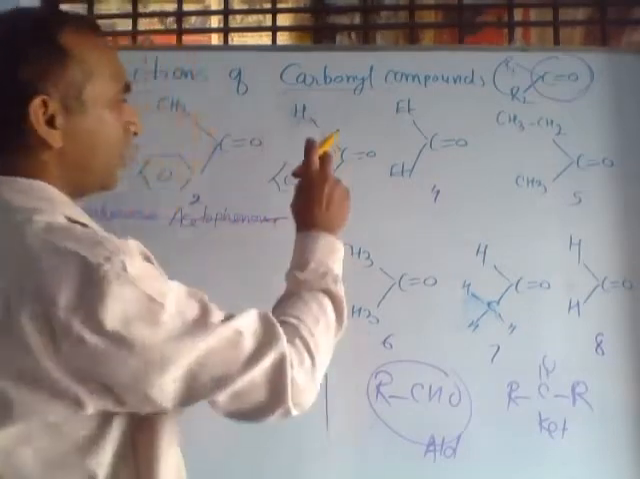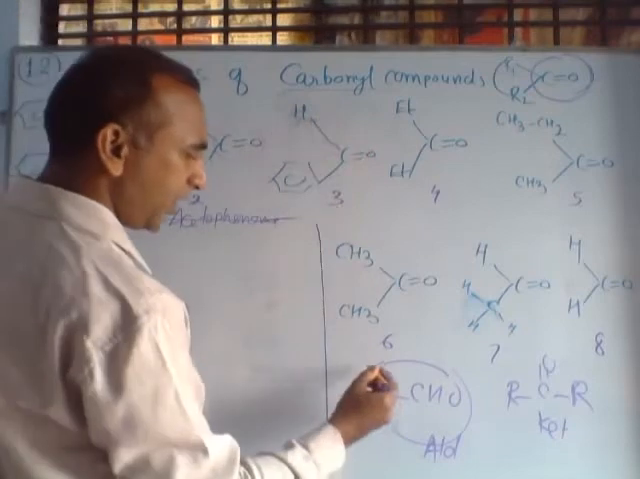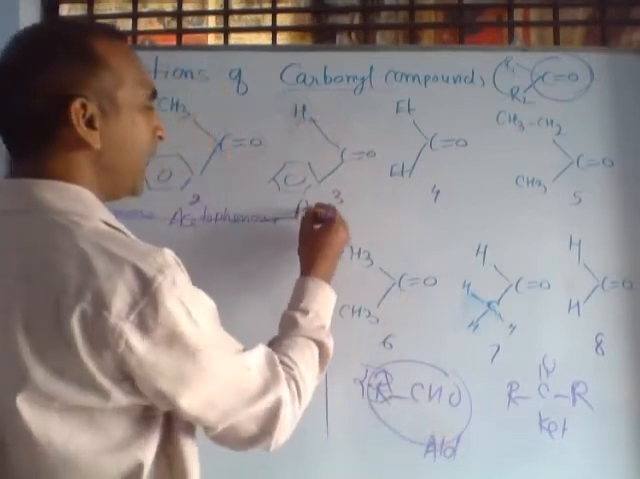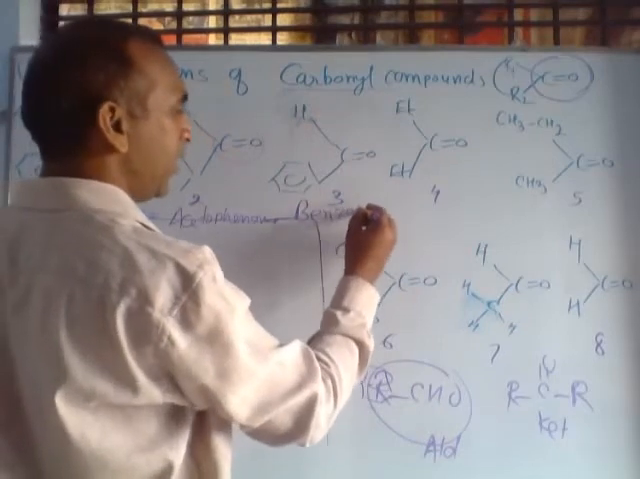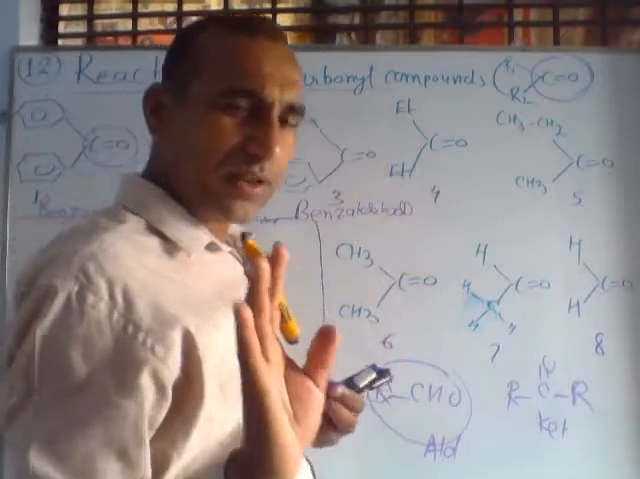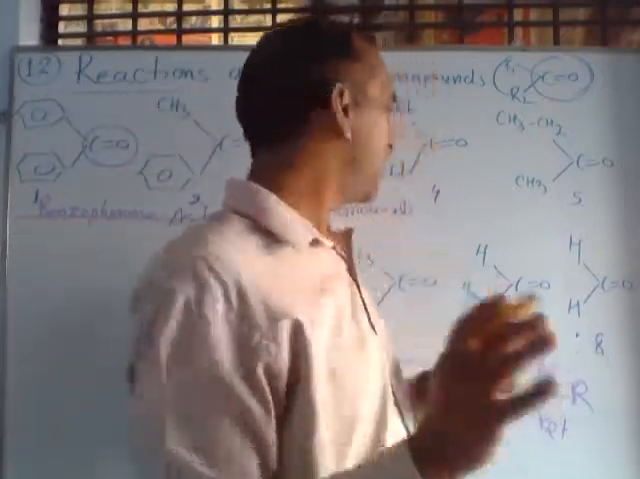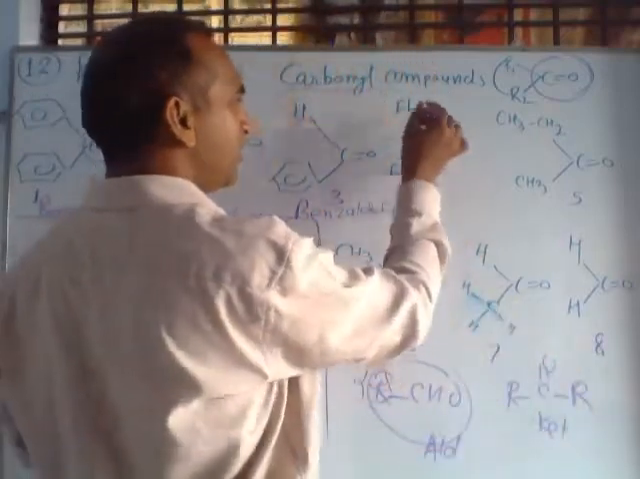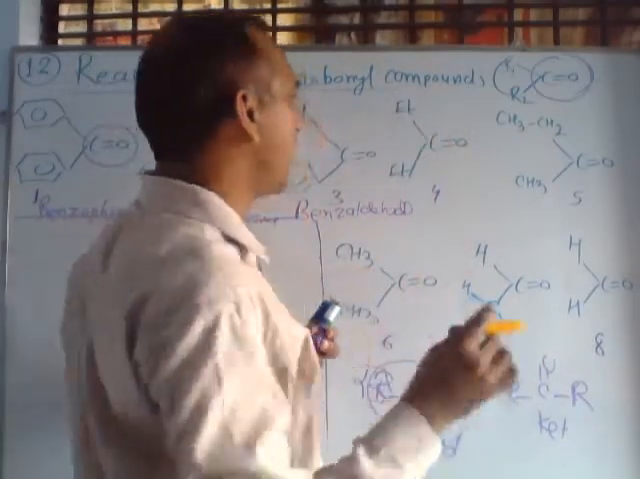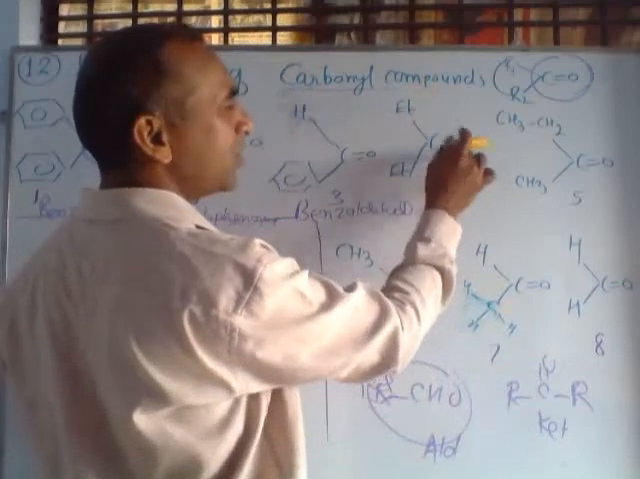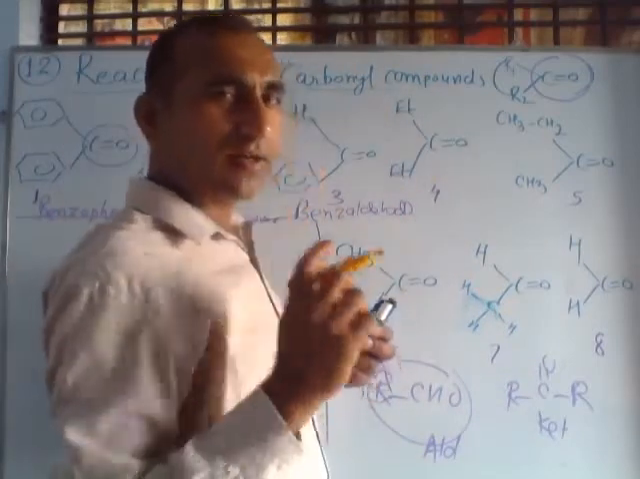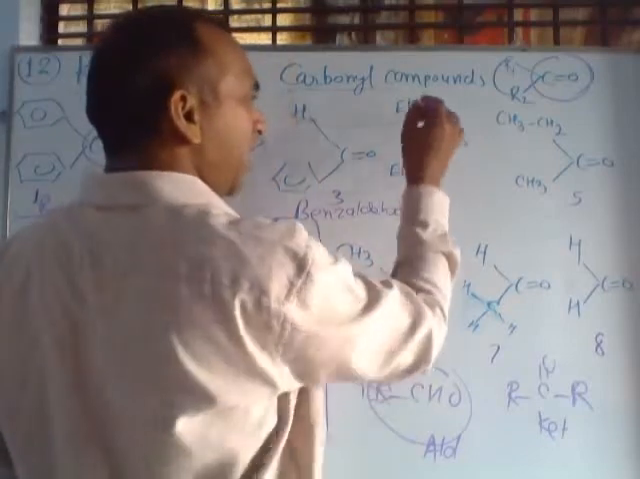General name. This compound is simple. Here a benzene ring is present, so this compound is an aldehyde and is called benzaldehyde. Benzaldehyde, general name and IUPAC name both are the same. In this compound, Et means ethyl. The ethyl is CH3CH2. So this is ethyl, this is ethyl ketone. This is a ketone, its name is diethyl ketone.